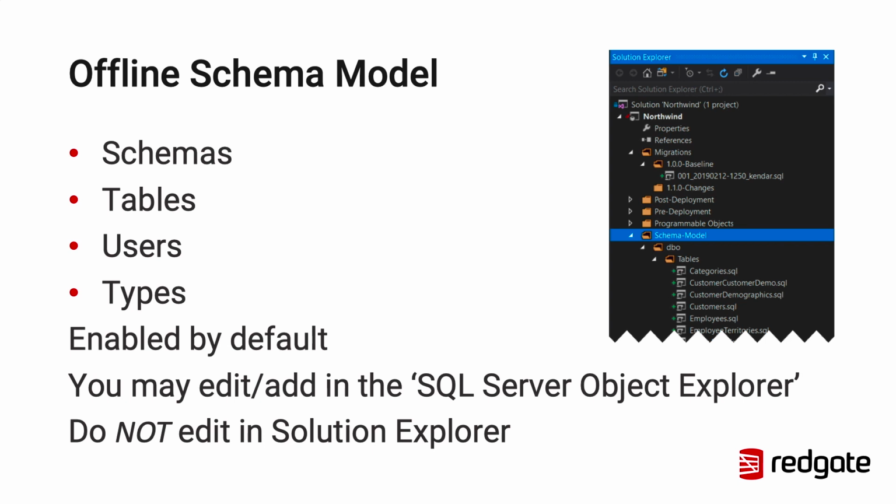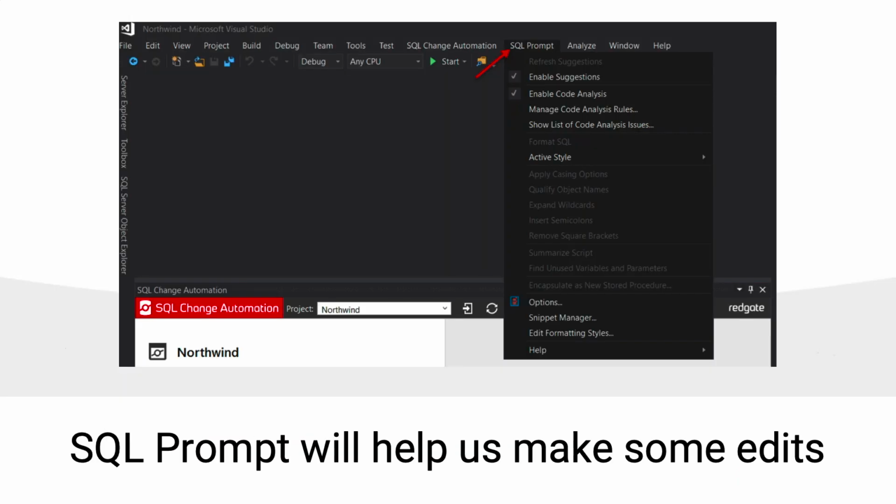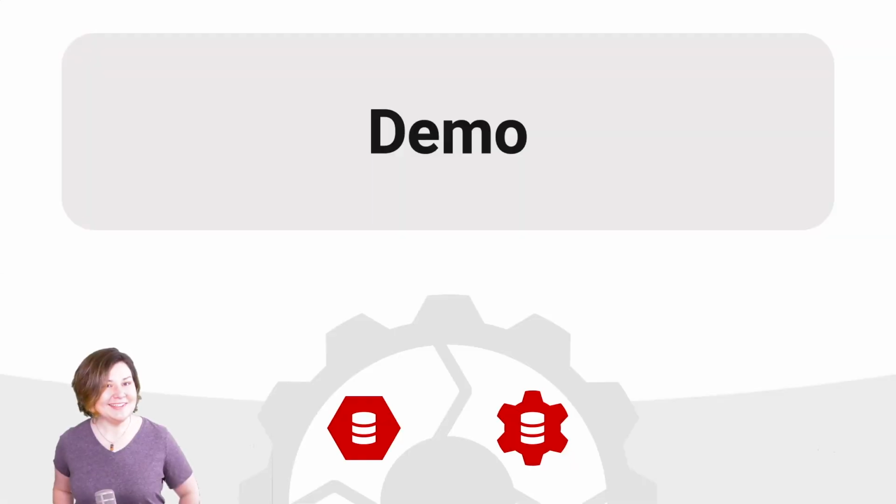Now, when it comes to editing these, this is an offline schema model, so we will not open these up and edit them directly there, but we can still edit these in Visual Studio, and I'll show you exactly how that works and how the schema model gets updated. SQL Prompt will help us make these edits more quickly and more easily, and you can find SQL Prompt in your menu at the top of your environment. Let's go ahead and dig in.